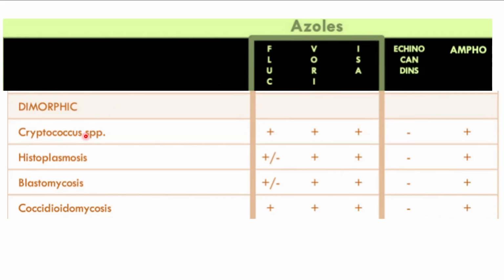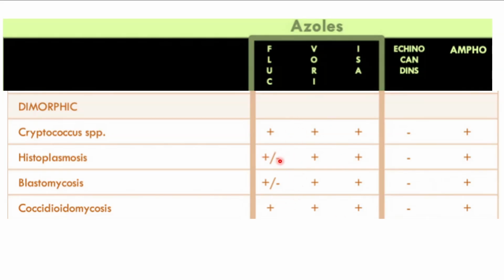Dimorphic fungi such as Cryptococcus species, Histoplasma, Blastomyces, and Coccidioides. All of these are very much responsive to azoles: fluconazole, voriconazole, itraconazole. And for echinocandins, there is literally no role. All of them respond to amphotericin B also. So the drug of choice remains azoles, either itraconazole, posaconazole, voriconazole, or fluconazole.